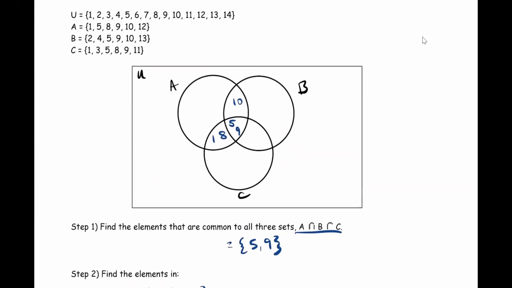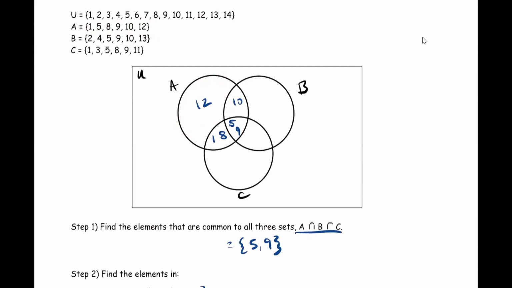All right, now we can focus on A, this region. What's in A that we haven't included yet? 12. So we already got the 1, we already got the 5, we got the 9 and the 10, right? Oh, we got the 8 too. So yeah, looks like just 12 is missing, right? So the 12 goes there. So you're working from the inside out.